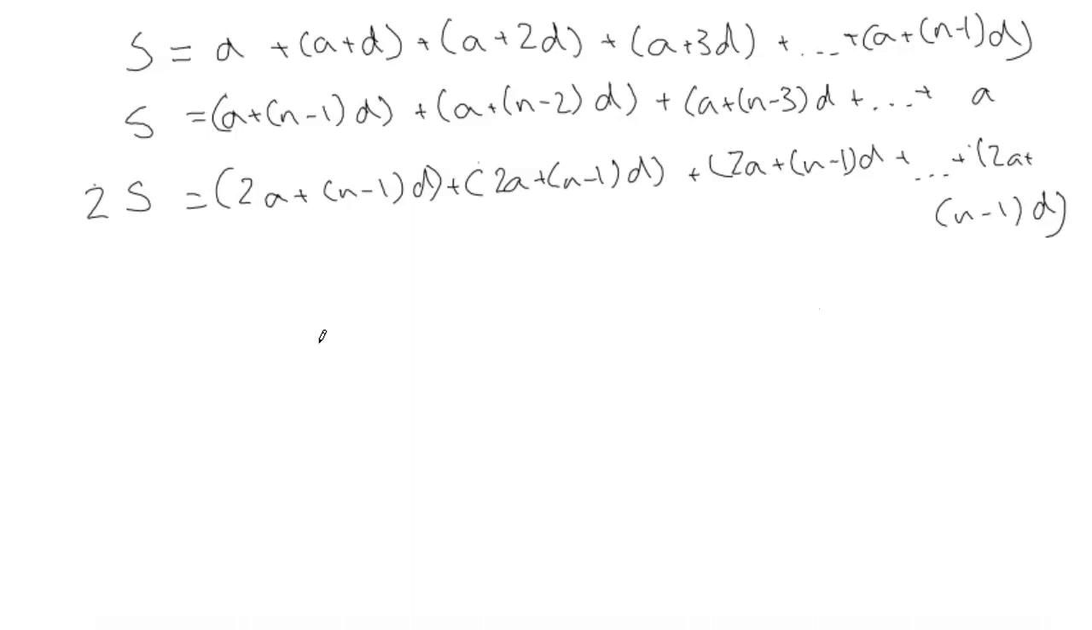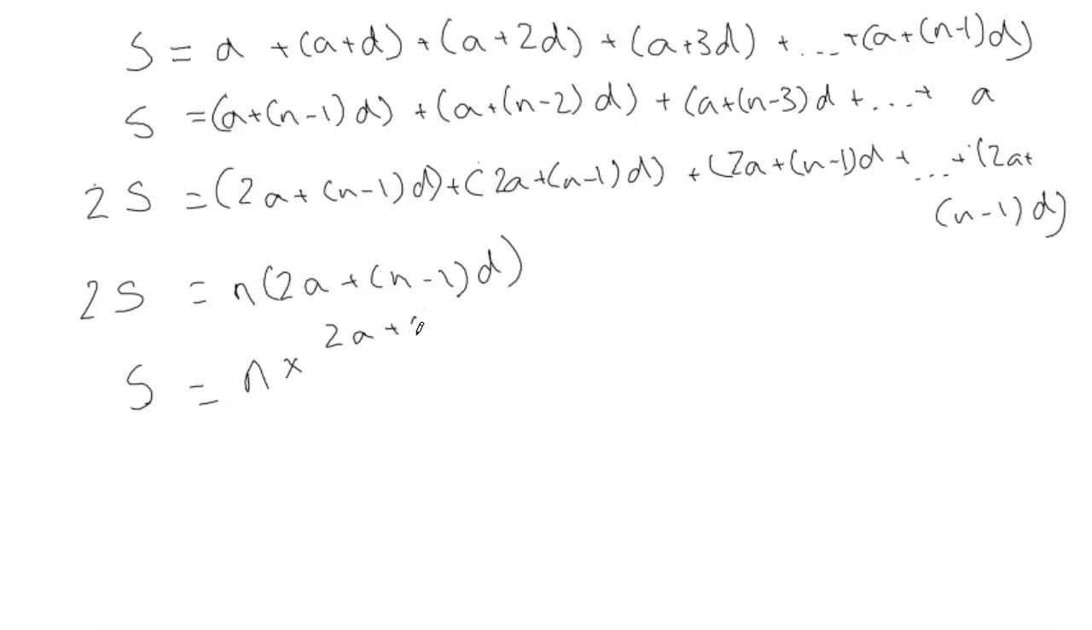So how many of these 2A plus (N minus 1)D's are there? As we recounted, there are N terms. So 2S equals N times (2A plus (N minus 1)D). Finally, the sum is equal to N times (2A plus (N minus 1)D) over 2.